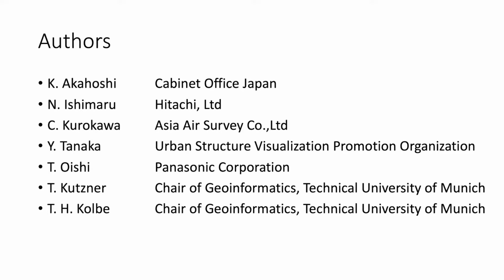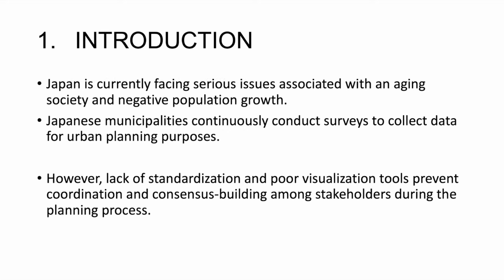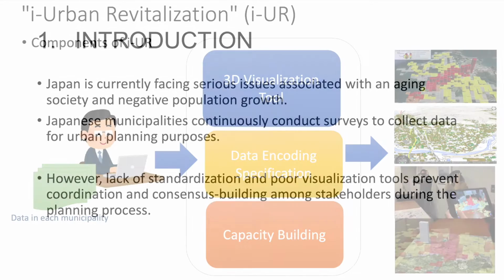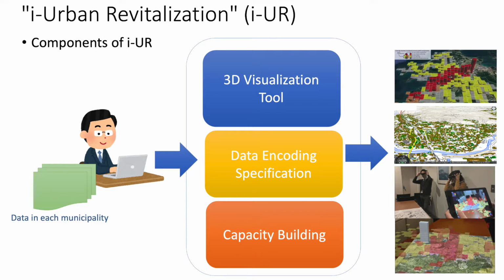Today, I would like to share with you our work in urban planning and modeling. Firstly, about the background. Japan is currently facing serious issues associated with an aging society and negative population growth. Understanding urban structure is becoming more important, and various efforts have been made for visualizing urban planning in the last decade. This is the structure of IUR.